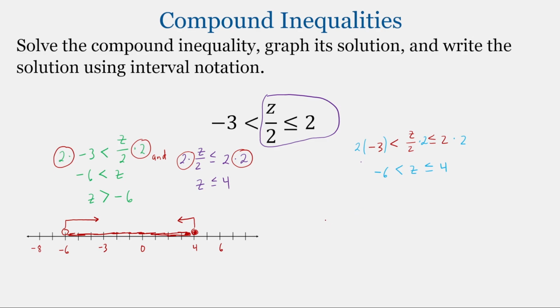And then in interval notation, we have an open parenthesis, and then -6, comma, 4, and then a bracket. All the numbers between -6 and 4. We do not include -6. That's what the parenthesis indicates. However, 4 is included, and that's indicated with the bracket.